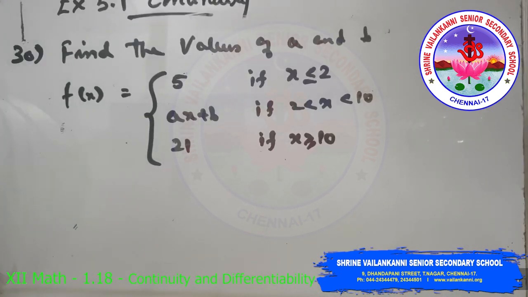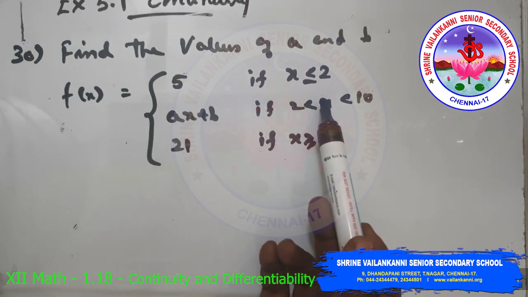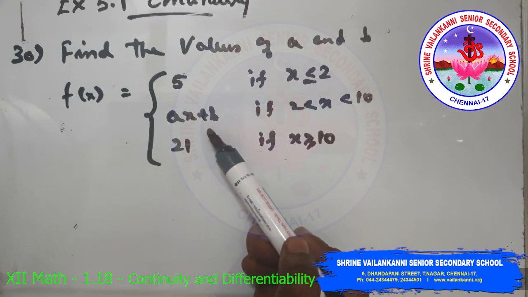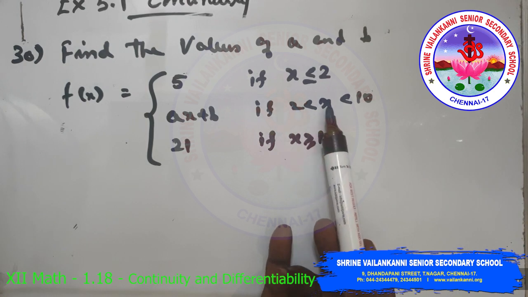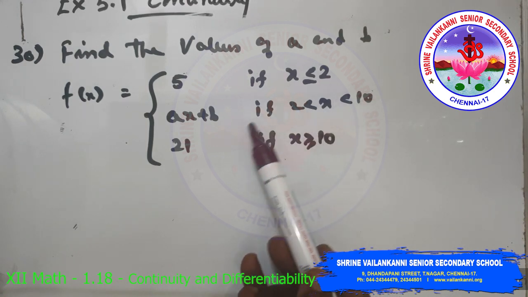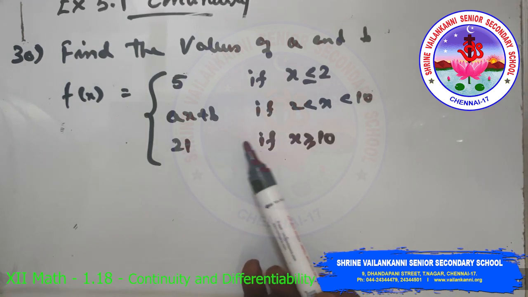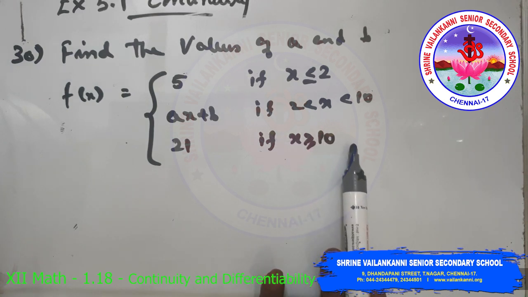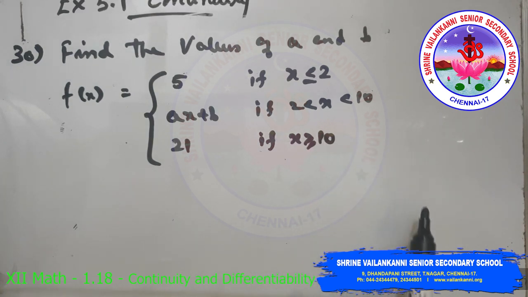Question number 30. Find the values of a and b such that the function defined by f of x equal to 5 if x is less than or equal to 2, ax plus b if x lies between 2 and 10, and f of x equal to 21 if x is greater than or equal to 10 is a continuous function. It's given that it is a continuous function. We have to find the values of a and b.